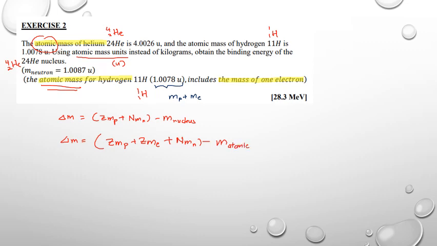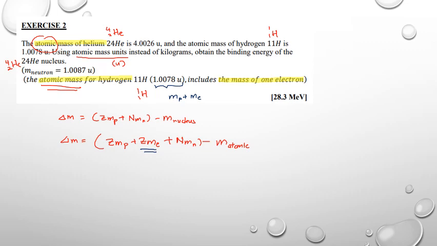What is the difference between M nucleus and M atomic? M atomic comes with the mass of electrons. So if you're going to use M atomic, then you have to take into consideration the mass of electrons in the nucleons before you add all of them together. So when it comes to this question, how are we going to solve it?